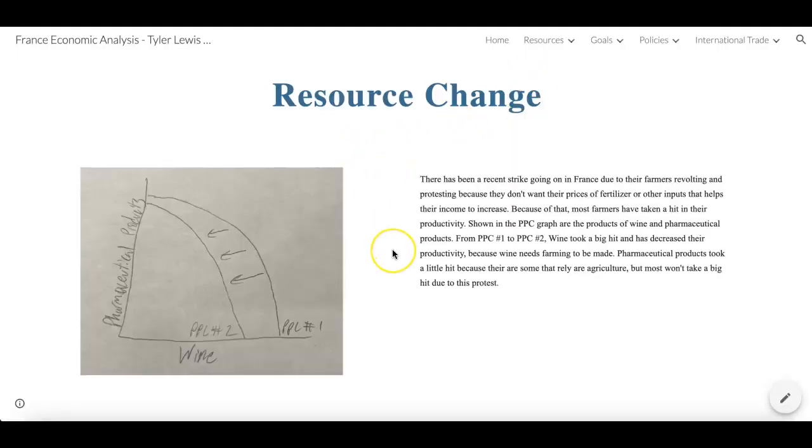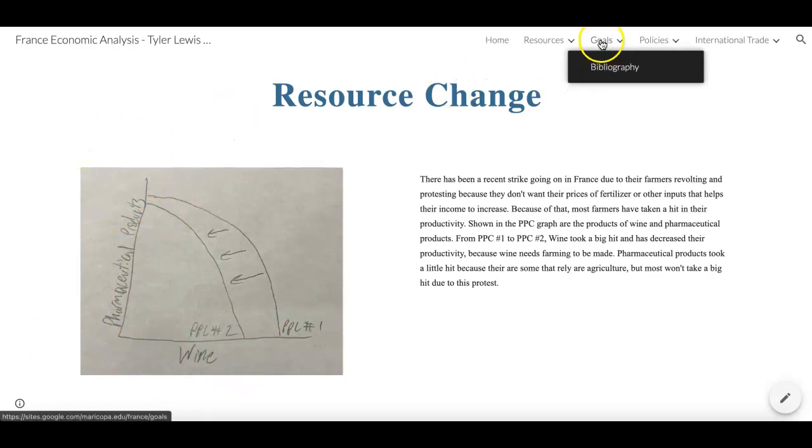For the resource change, I chose to do wine and pharmaceutical products because there's been a recent farmers' strike in France because they are increasing the prices of fertilizer, and the farmers want to decrease those prices. And since they are revolting, a lot of farm products are decreasing, which wine is dependent on, and some pharmaceutical products are dependent on farming as well.